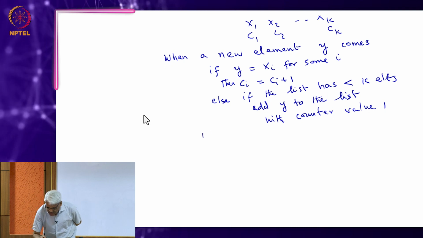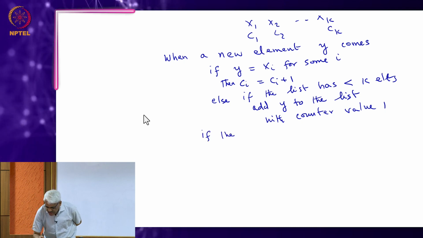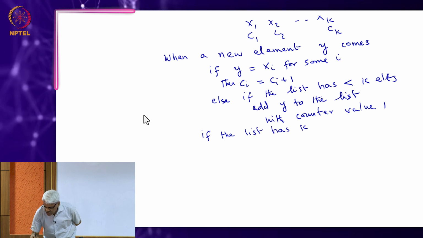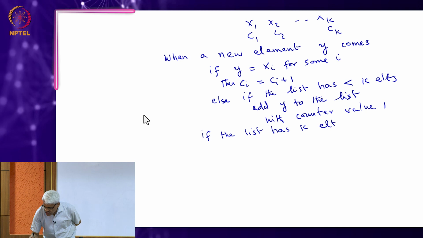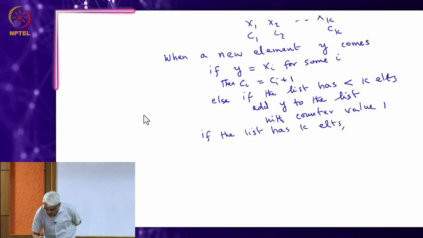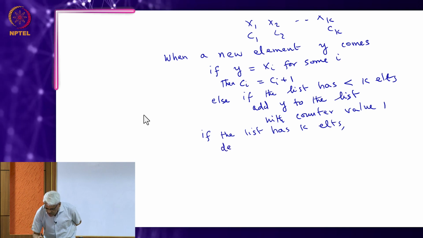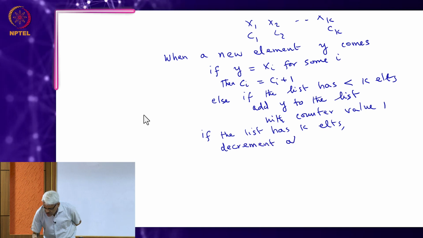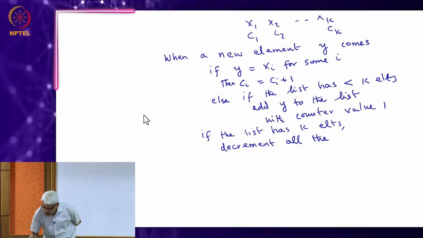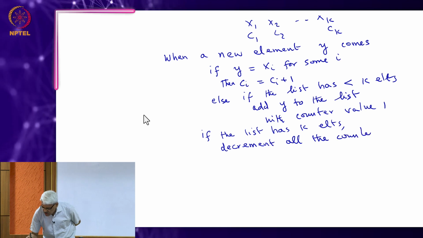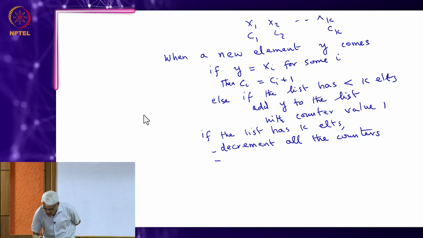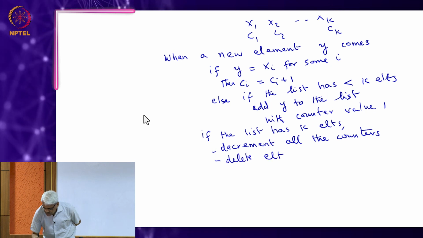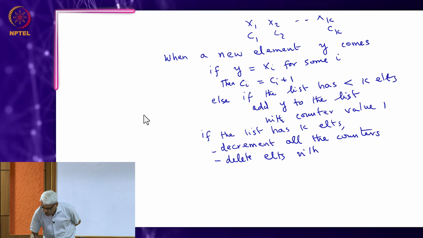And if the list, this is the interesting thing, if the list at any point has k values, decrement all the counters and delete elements with counter value 0.